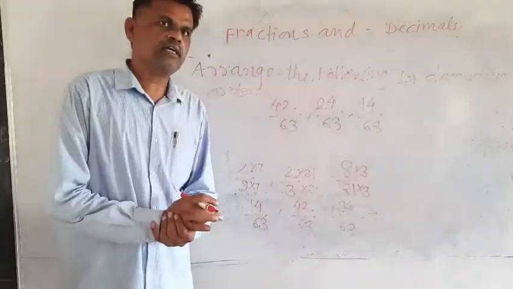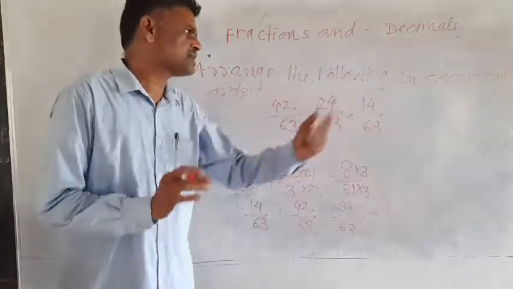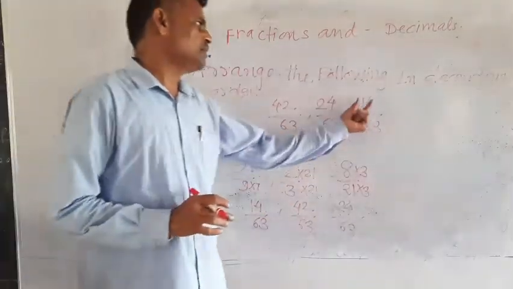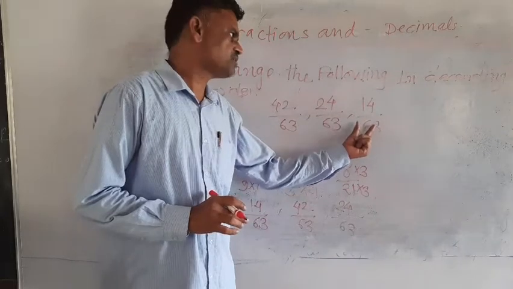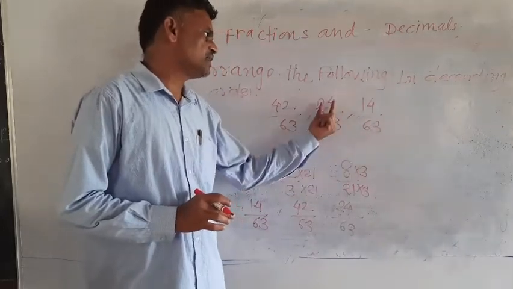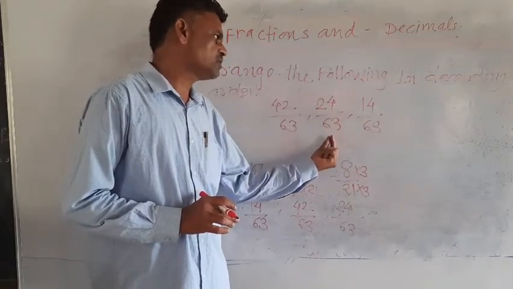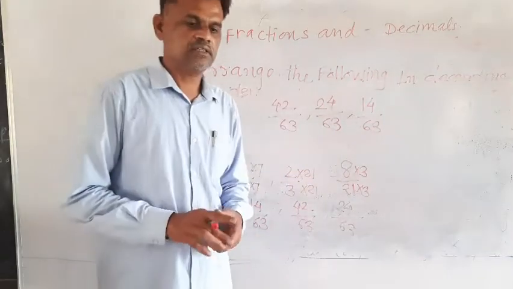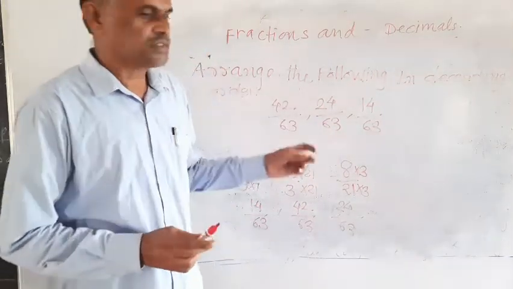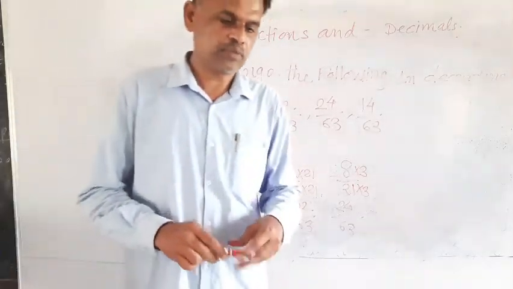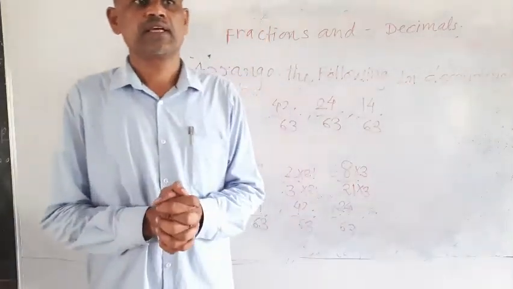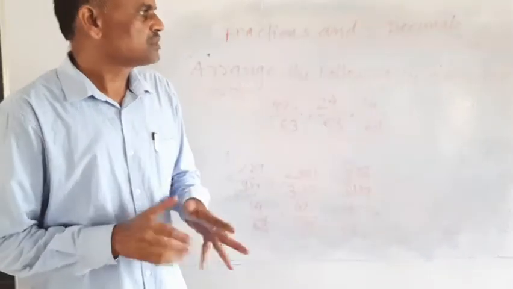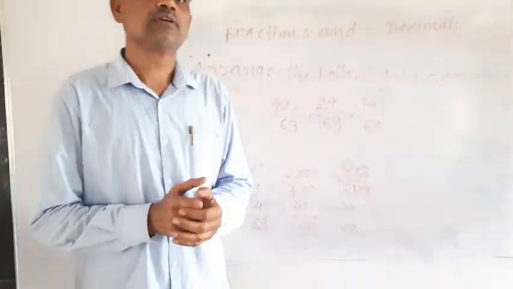Now, ascending order. If we ask for the ascending order, then we can write this number first, 14 by 63, then 24 by 63, 42 by 63. So dear students, it is very clear to you, such type of questions you collect and solve for well practice.